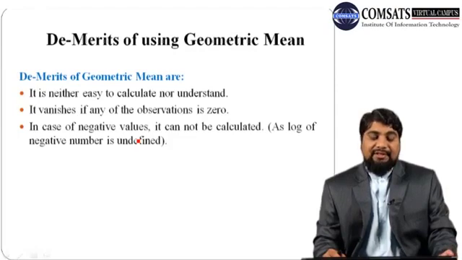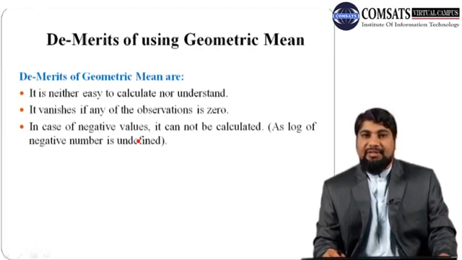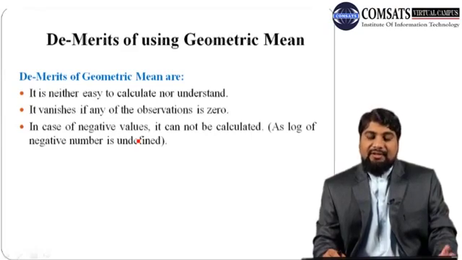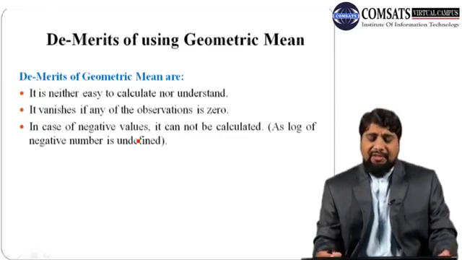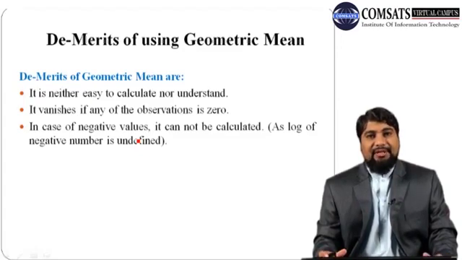So this is another demerit of using geometric mean as a measure of central tendency. In case your data has certain negative values or 0 values, it will be difficult to calculate the geometric mean. In case of 0 values, you will always get 0, so 0 is not conveying any information. So that is all about the geometric mean. Let us move to the next measure of central tendency, which is harmonic mean.